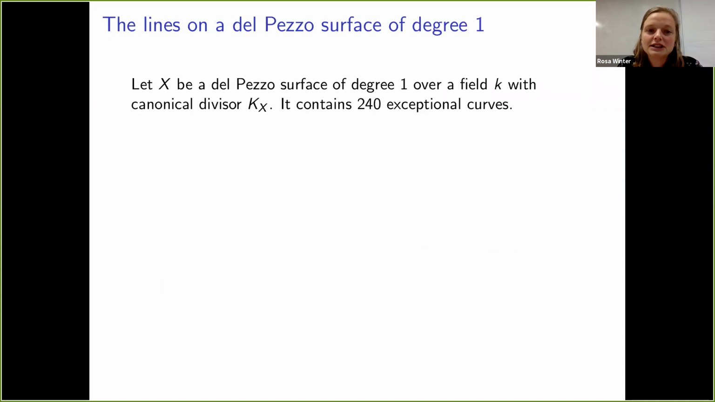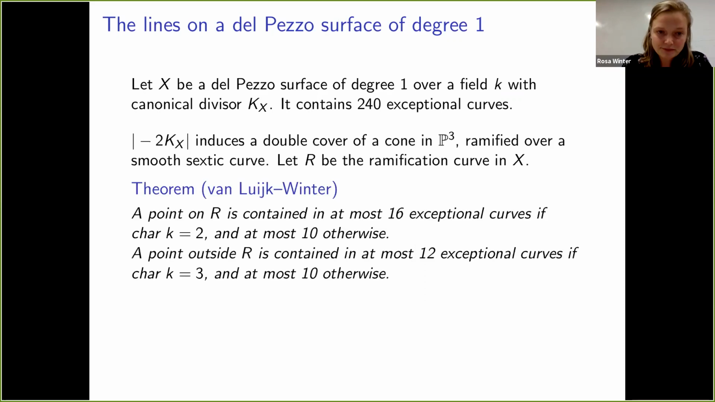For degree 1, we have way more lines, 240 exceptional curves. So let X be a Del Pezzo surface of degree 1 with canonical divisor K_X. We distinguish 2 cases here. The linear system of -2 times the canonical divisor induces a double cover of a cone in P3, which is ramified over a smooth sextic.